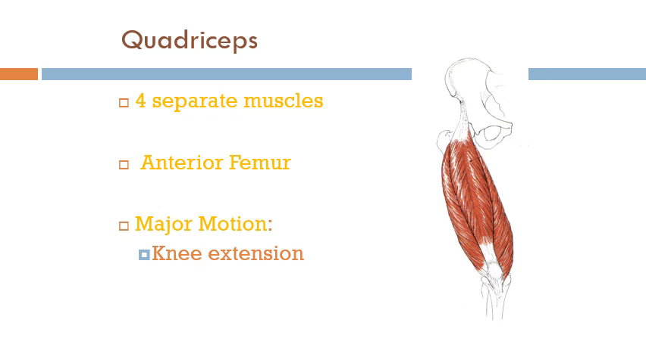Now, one of the four quadriceps muscles is a two joint muscle. So as we go through, see if you can think about, as we move along here, which one of the four muscles is the muscle that crosses both joints?